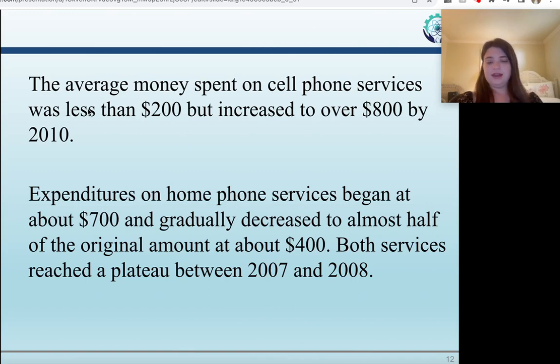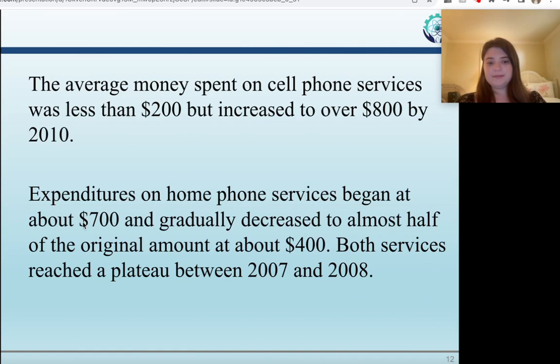So that one I think I should change up a little bit. I don't agree with that statement. Let's move on to this next one, though. It says expenditures on home phone services began at about $700 and gradually decreased to almost half of the original amount, at about $400. Both services reached a plateau between 2007 and 2008. So let's see and make sure that's accurate. Let's see how this relates to the graph.